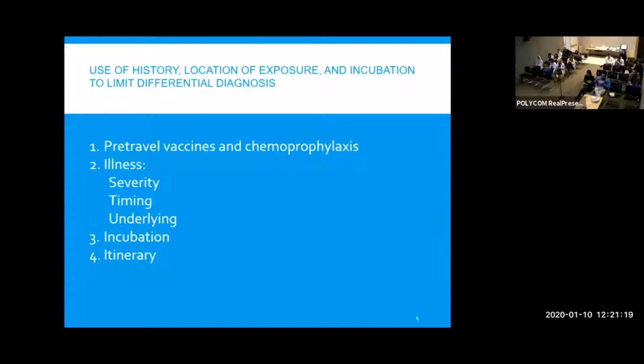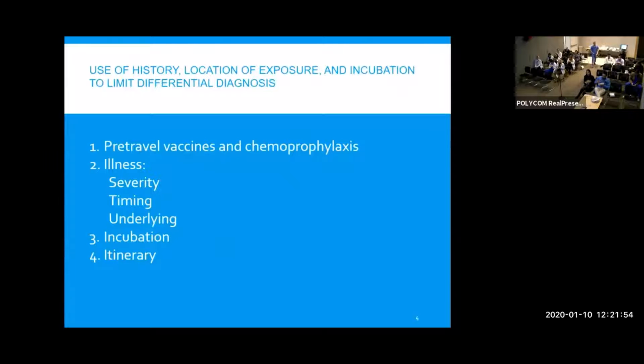And then the illness itself, you have to ask questions about the severity of the current illness, timing, which has to do with the incubation period, and the underlying illness or underlying medical conditions of the patient. That can have a huge impact on your differential diagnosis. Then incubation, as with all infectious processes, the incubation period of the bugs can matter a lot, and that can sort of restrict your differential.